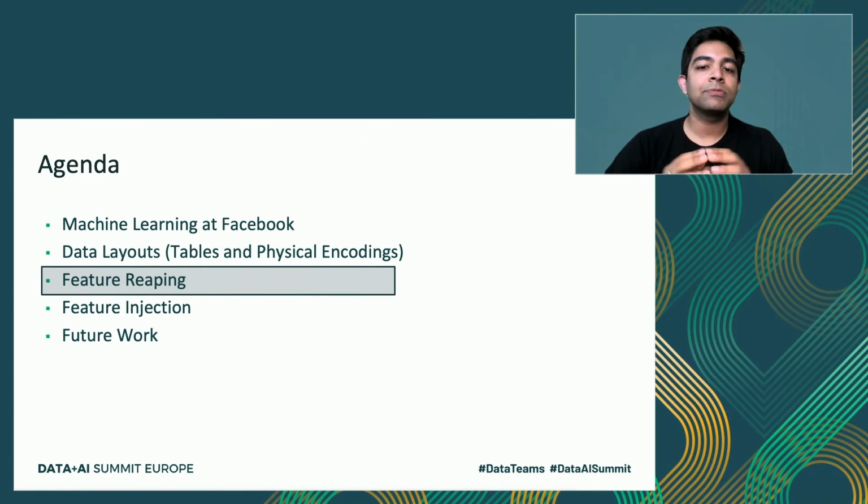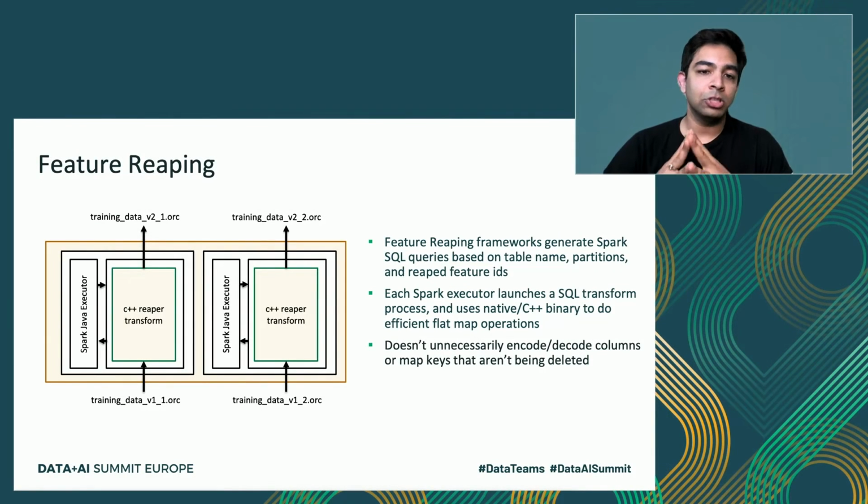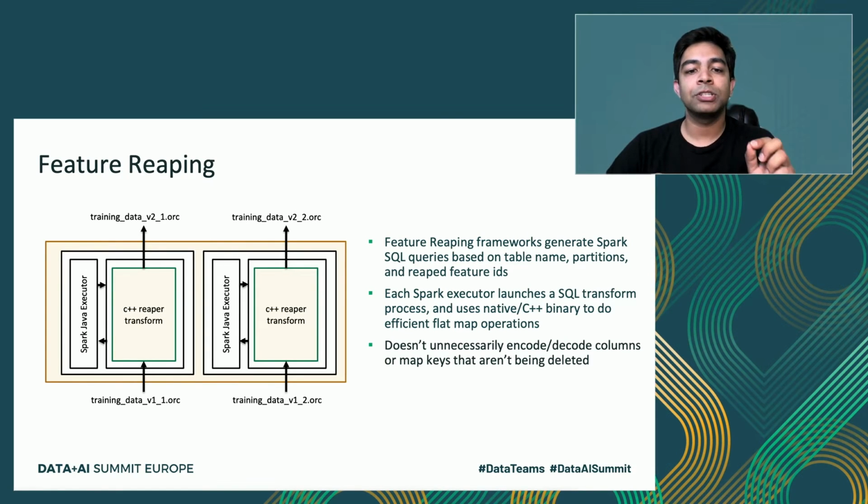So let's see how this makes this whole concept of feature reaping efficient. Now, just to recap, feature reaping was this process of removing unnecessary features from the training data. At Facebook, we have a number of high-level feature reaping frameworks that generate these SQL queries, which may be used to reap certain tables, partitions, and the feature IDs in the whole process.